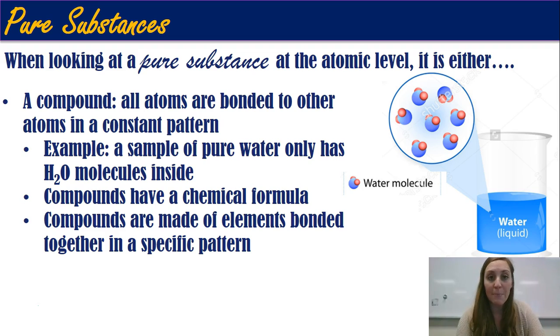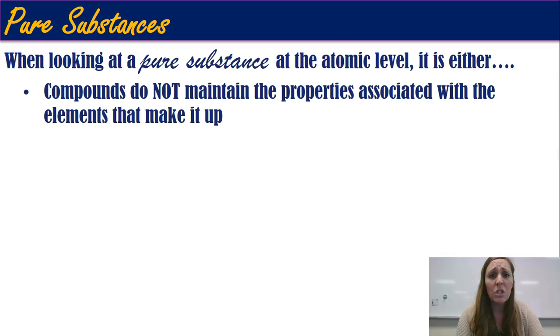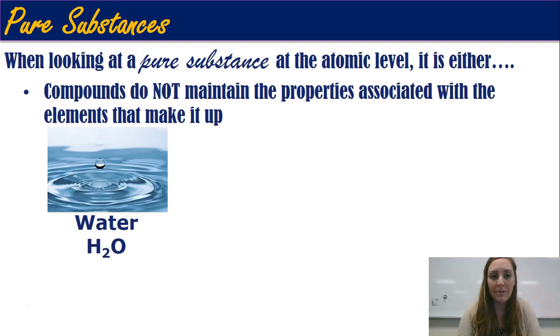All samples of a pure substance compound are always going to have the same chemical properties. So compounds do not maintain the properties associated with the elements that make them up, right? We just saw water. Water is made out of hydrogen, which is a gas, and oxygen, which is a gas, and when they come together to make H2O, you suddenly have a liquid. So you're not keeping the same chemical properties once you become a compound.